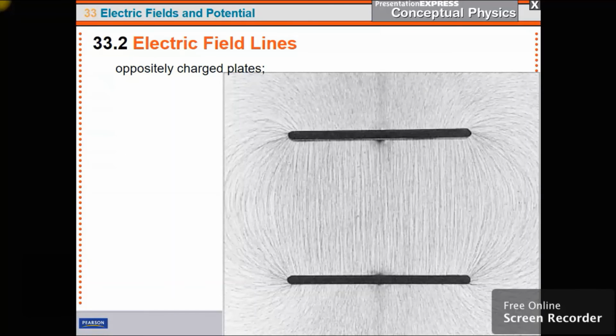Okay, and then finally we have another picture, charged plates that are opposite charges. So it's going from one side to the other, and you can see how they start to bend out when the plates run out.